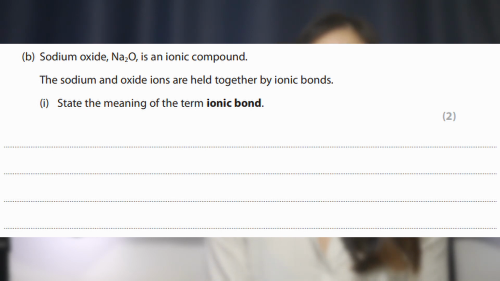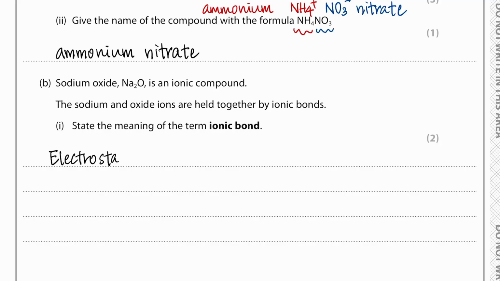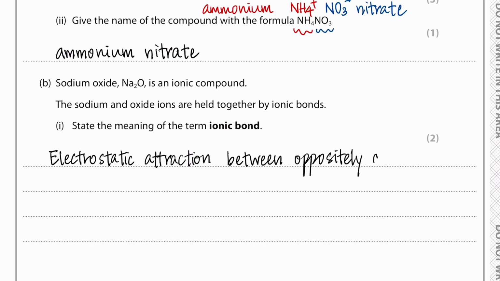Part 1. State the meaning of the term ionic bond, 2 marks. This is one of those questions that's best to just memorize because the answer is the same whenever it comes up. 1 mark goes to saying it is the electrostatic attraction, and the other mark goes to saying between oppositely charged ions. Alternatively, you could also say between positive and negative ions, whichever one is easier for you.